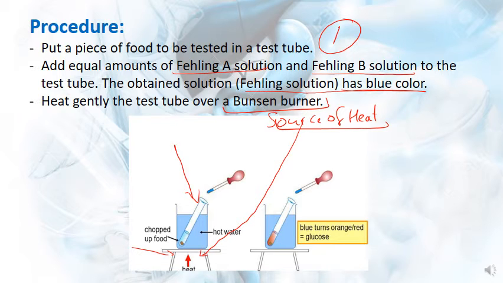Add equal drops or equal amounts of Fehling A and Fehling B solutions to the test tube. You have to know that Fehling solution has a blue color. We will heat the test tube gently over a Bunsen burner, which is the source of heat. So step 1, put the food in the test tube to be tested. Number 2, add equal drops. And number 3, heat it gently over a Bunsen burner.